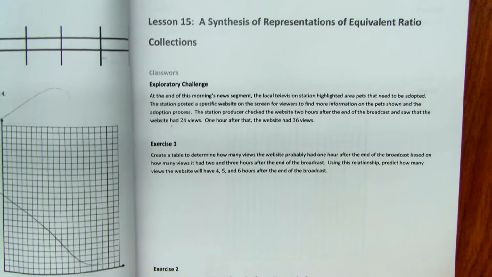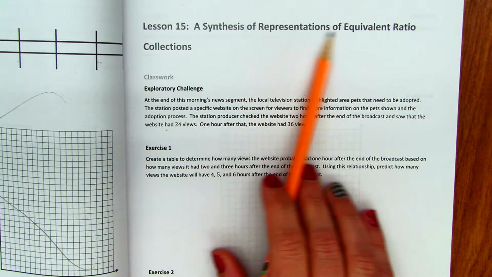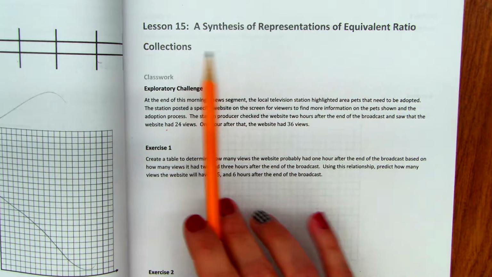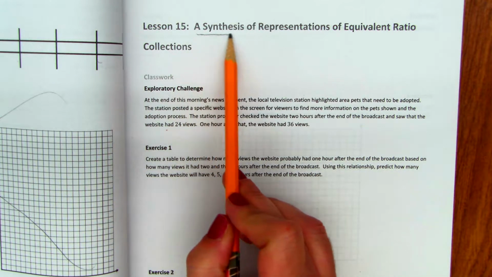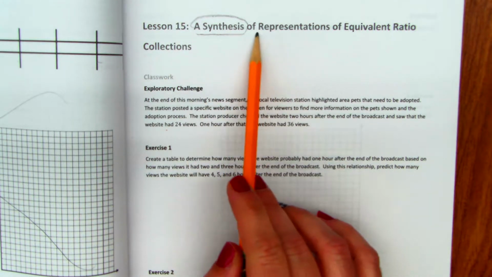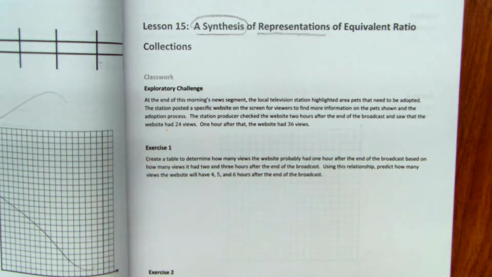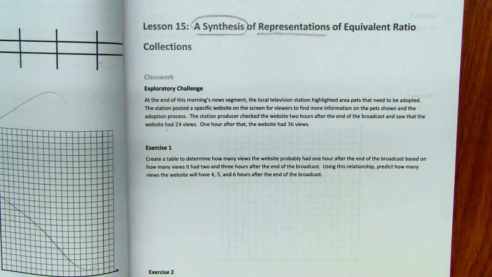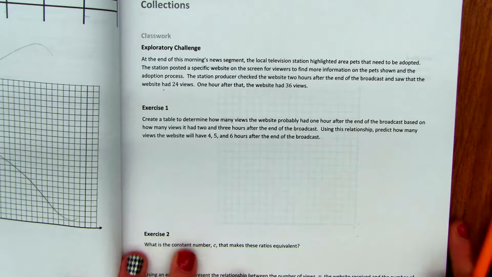Hi everyone, today's lesson is lesson 15, a synthesis of representations of equivalent ratio collections. Lots of big words. Synthesis just tells us we're going to be putting all of those ideas that we've learned together. Representations, we've got ratio tables, double number lines. Now we learned how to put all of that into a coordinate graph. So we're just going to be practicing that today. Make sure we understand that so you're ready for your quiz tomorrow.